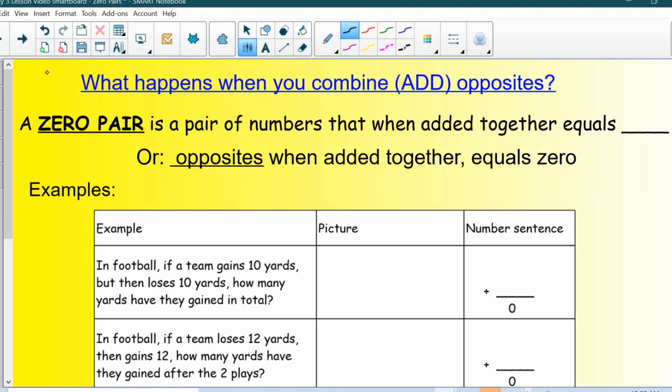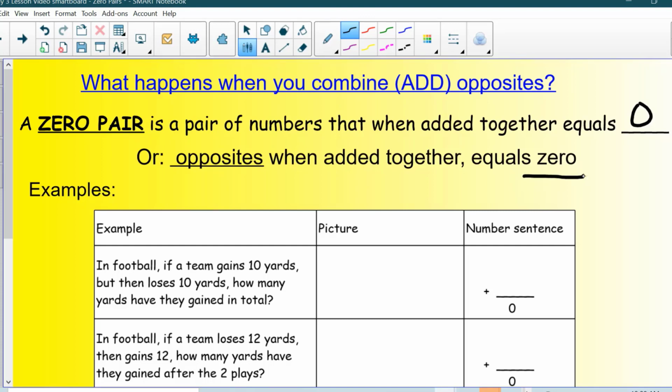And what happens, though, when we combine, also known as adding, opposites? Well, this is where zero pairs come in. A zero pair is simply a pair of numbers that when added together equals, can you guess? Yep, 0. That's why it's called a zero pair. Another way to say that is opposites. When you add opposites together, it equals 0. They cancel each other out, right?